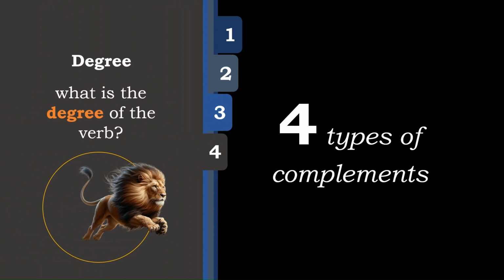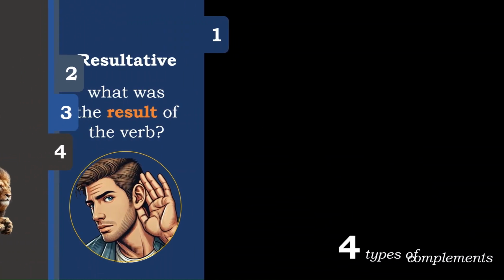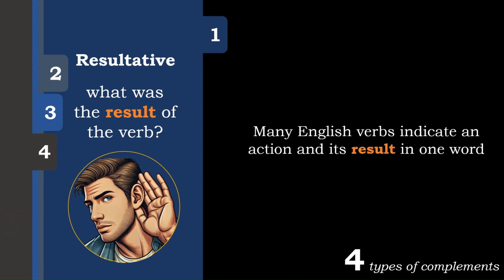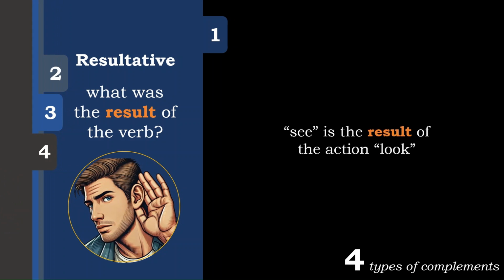So let's dive in with the first type of complement, resultative, which answers the question, what was the result of the verb? But why would we even need to ask that question? Well, many English verbs indicate an action and its result in one word. For example, see is the result of the action look. Hear is the result of the action listen. And find is the result of the action search. So that's what we see in English.